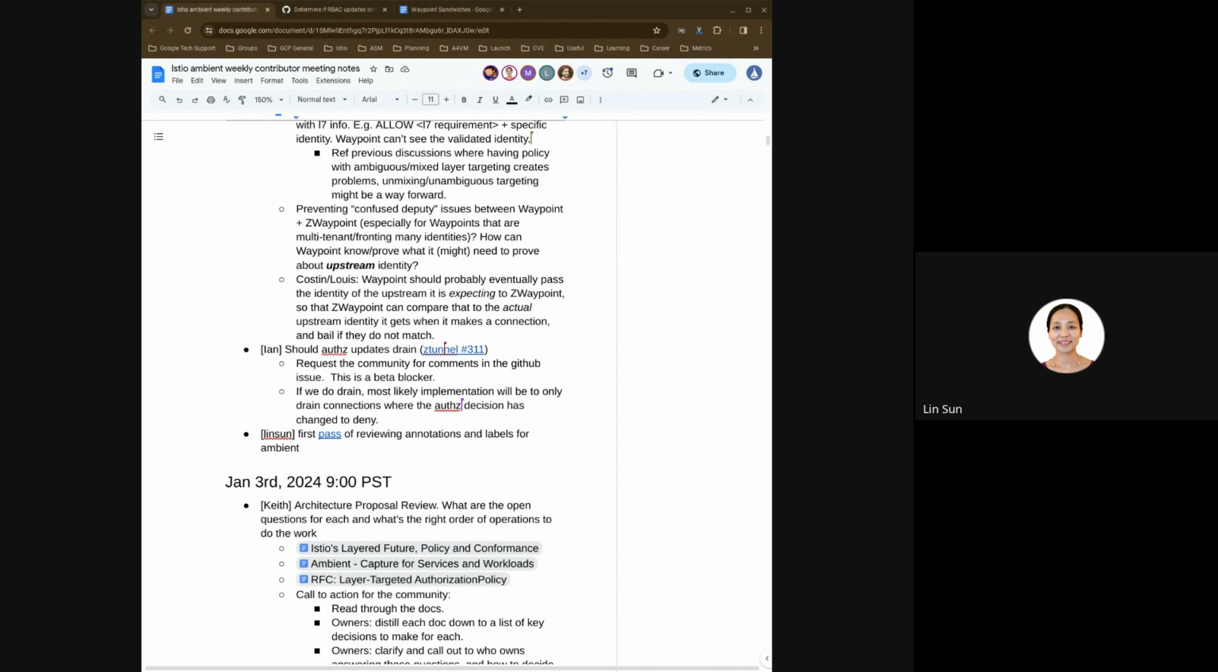And the behavior of zTunnel today, if I'm reading the issue, is right now we don't do anything. Is that right? Yeah, I believe so.